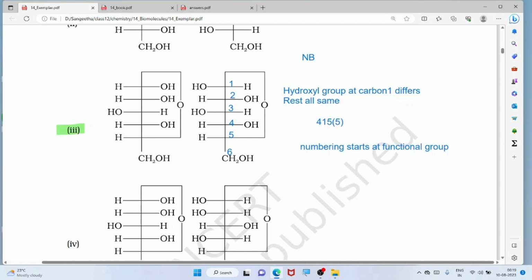Hydroxyl group in the carbon 1. Carbon 1 means it comes from the functional group. This is the functional group, carbon 1, from 1, 2, 3, 4. At carbon 1 it differs. Rest all same. Numbering starts at the top functional group.